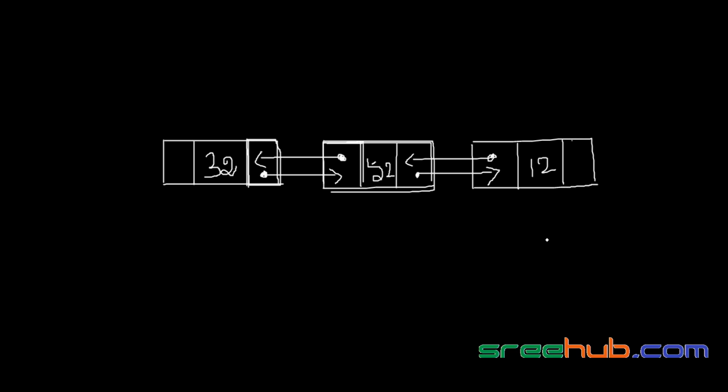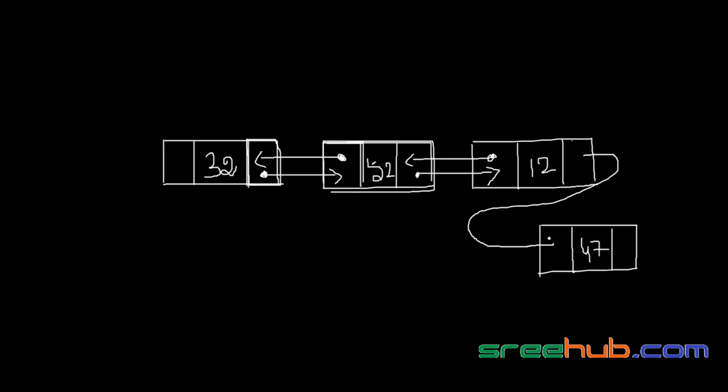In the same way, if you have different nodes again, let us say, let me just block it here. Let us say you have one more, which is, let us say, 47. What happens? This memory location will be saved here, and the same way this memory location will obviously be saved here.